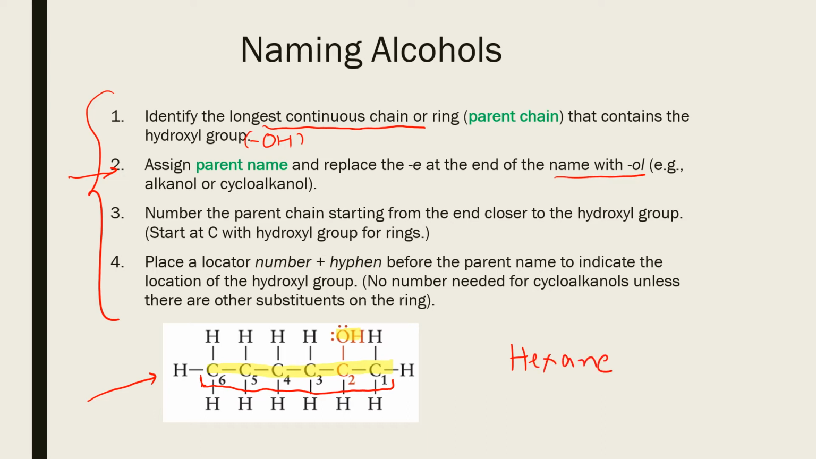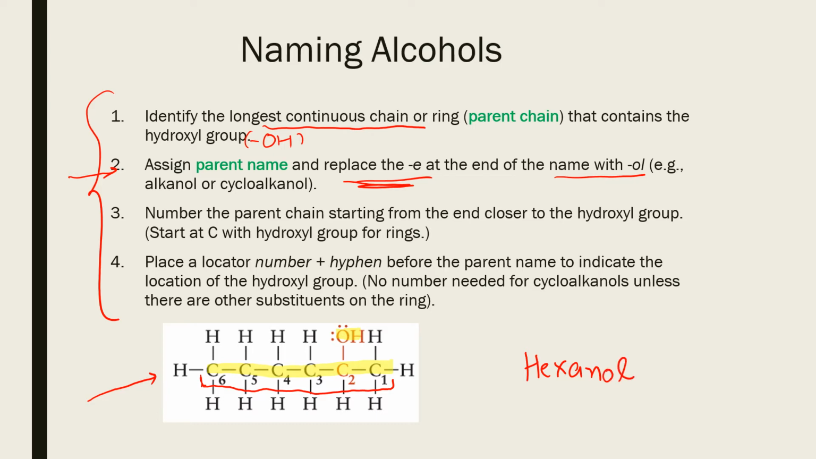So in the case of alcohols, we replace the E at the end. So this E is removed and instead we add OL at the end. So the name of this alcohol will become hexane. We're going to remove the E and we will add OL. So the name of this alcohol is hexanol. So E is replaced and we add OL.